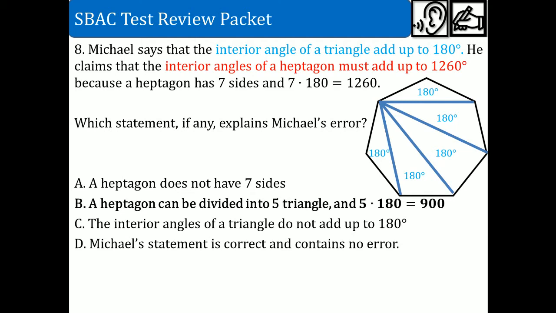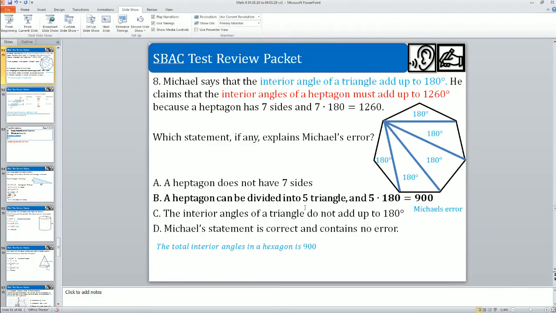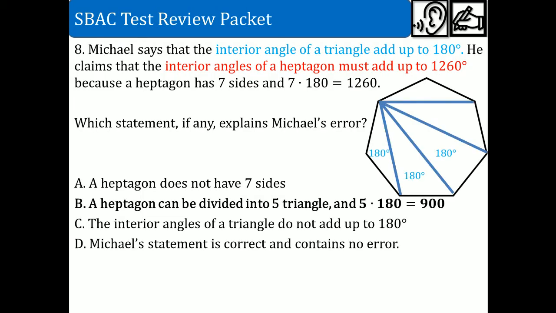5 times 180 is equal to what? 900. Add 180 plus 180 plus 180 plus 180 plus 180. This gets you the number, what? 900. Alright? The fact that it's 900, which is correct, do you see where his error is? He said it was 1260. So, we notice that the total interior angle in a hexagon, oh, it should be heptagon. I'm sorry, heptagon. Let me fix that really quick. Heptagon. Alright? It should be 900, right?